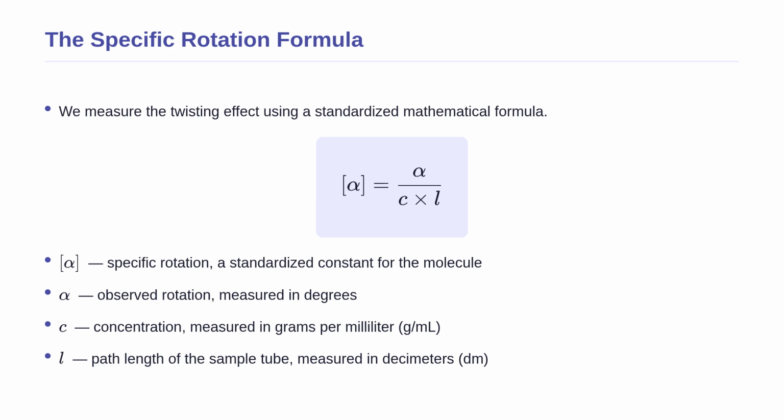In this formula, the regular alpha is the observed rotation, which is the actual angle in degrees that the light was twisted. The variable C represents the concentration of the chiral substance in grams per milliliter. Finally, L represents the path length of the sample tube in decimeters. If you increase the concentration or the tube length, the observed rotation will increase because the light hits more molecules, but the specific rotation constant will always remain exactly the same.